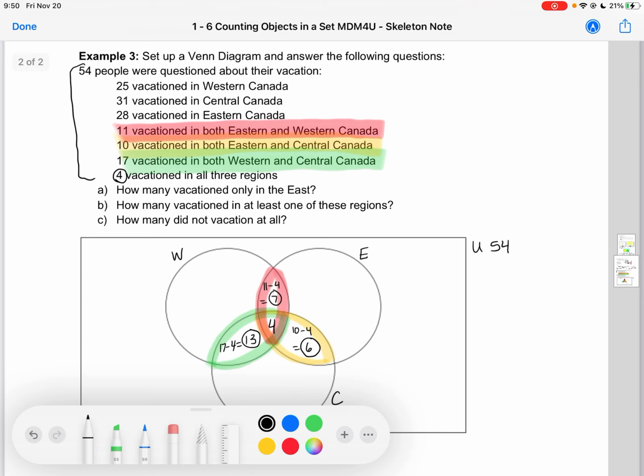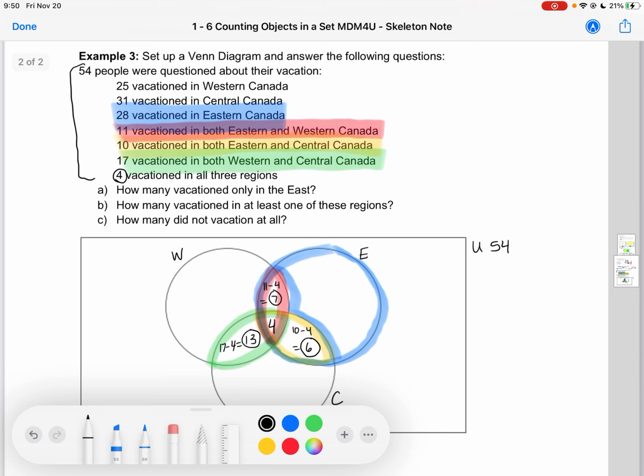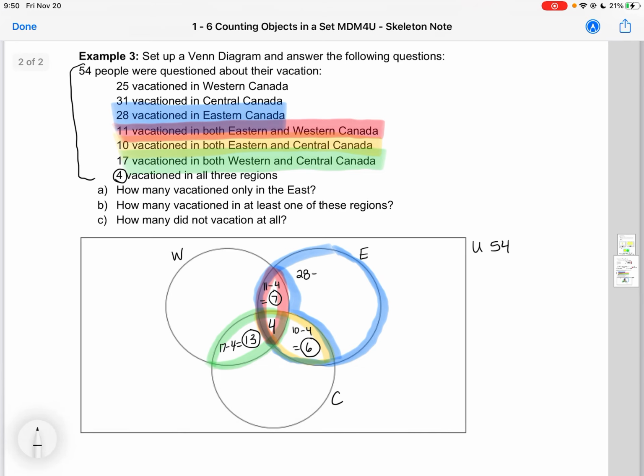So now we're opening it up. Now we're going to do the full circle. And let's start with Eastern Canada here. So the part that I'm circling now, those are all the people that vacation in Eastern Canada. So 7 plus 4 plus 6 plus this extra bit here all has to add up to 28. So I can start with 28, and I'm going to take away the sum of those other 3 sections. So that gives me 11 people that only vacationed in Eastern Canada, which is actually the answer to my first question here.